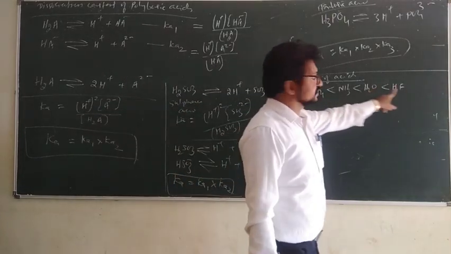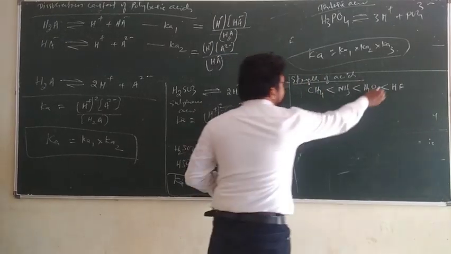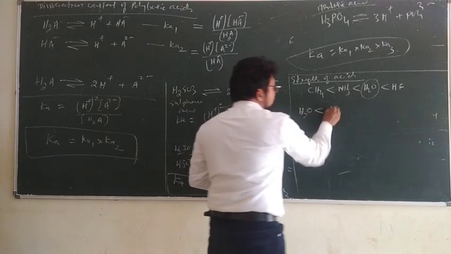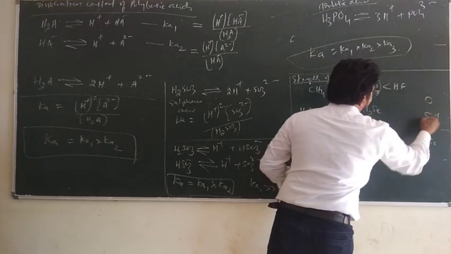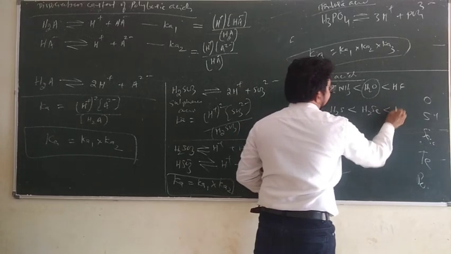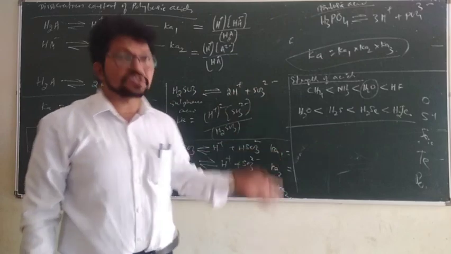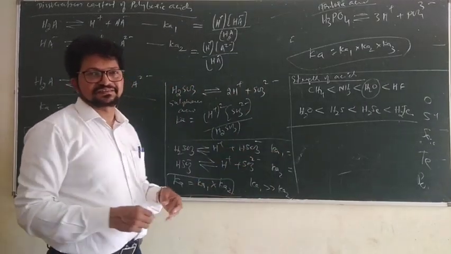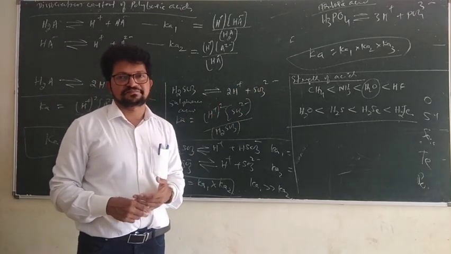Carbon, nitrogen, oxygen, fluorine. But down a group, you can move in any group. I will move in this group. Okay? See, H2O weaker than H2S, weaker than H2Se, weaker than H2Te. Oxygen, sulfur, selenium, tellurium, correct? So down a group, acidic strength increases. This is also another important thing. So these are all mostly related to entrance examination aspects.